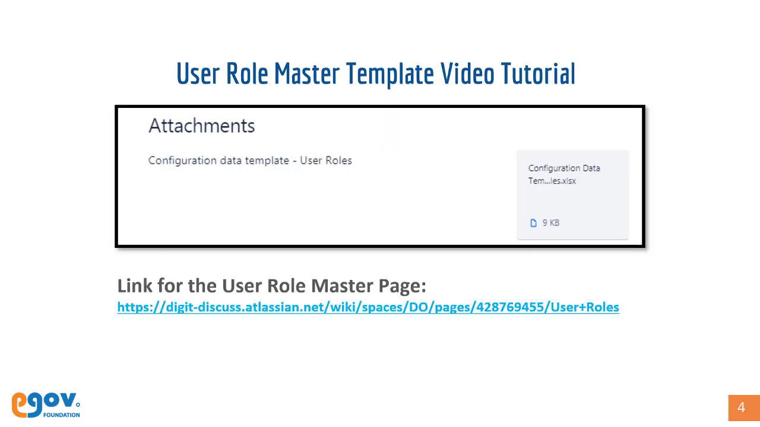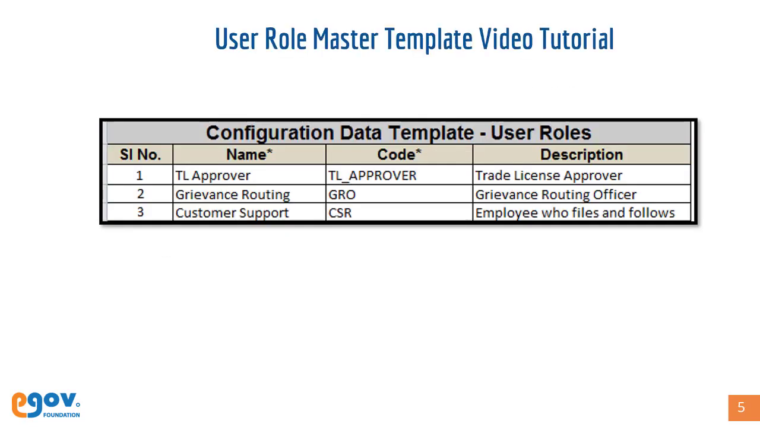Download the configuration data template to fill in the user role details. As we can see on the screen, there are 4 columns: serial number, code, name and description. Now start updating the information for each column.